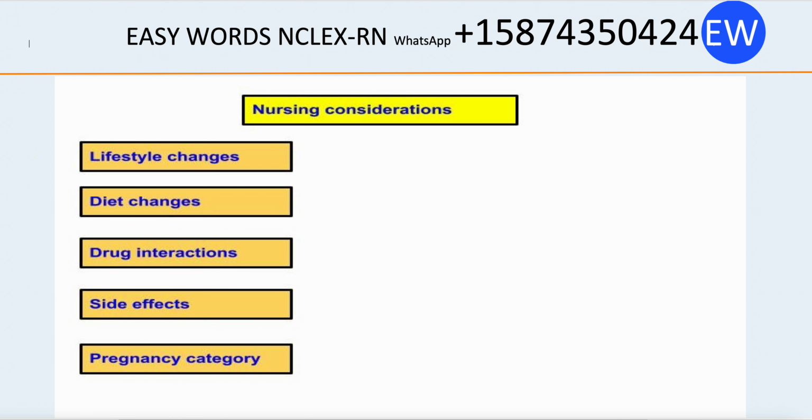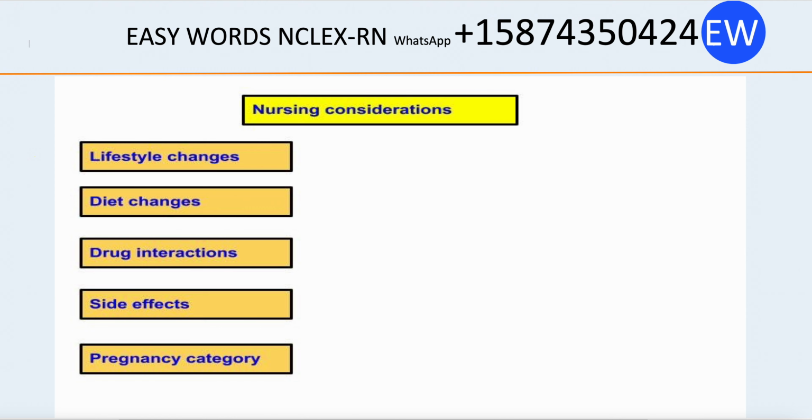Diet changes. Advise the client to avoid caffeine-containing substances, as caffeine irritates the gastric mucosa and increases acid. We would encourage the client to include foods with good bacteria in the diet, such as yogurt.